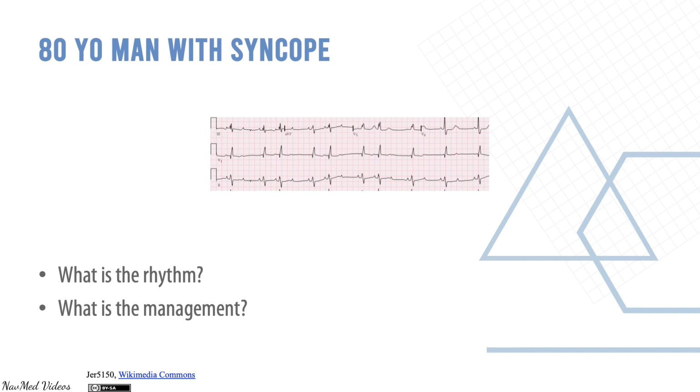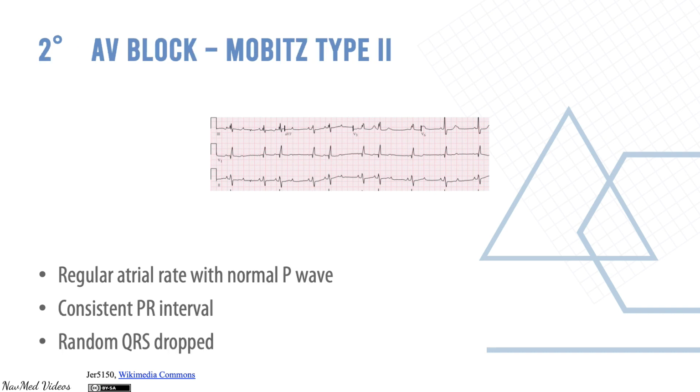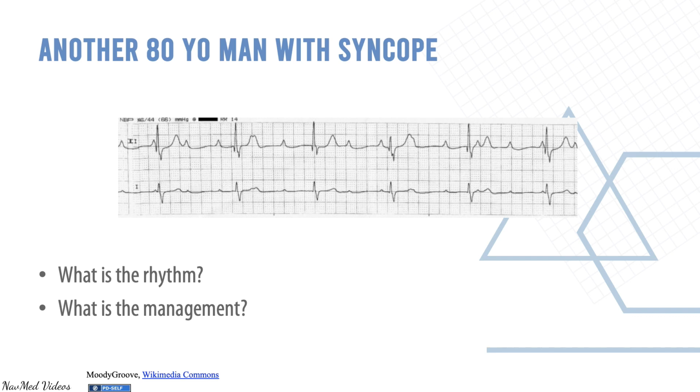Okay. 80-year-old man with syncope. What's the rhythm? What's the management? So this is a second degree AV block, Mobitz type 2. Why? Because it's a regular atrial rate with normal P wave, consistent PR interval, random QRS drop. So it's second degree AV block.